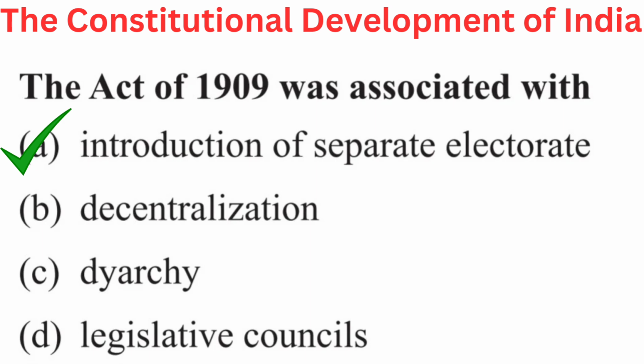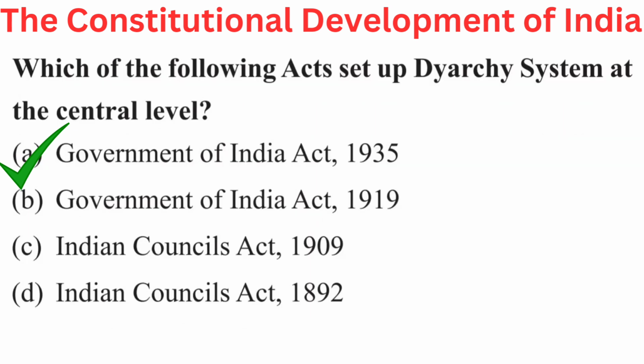Your options are A. Introduction of separate electorate, B. Decentralization, C. Diarchy, or D. Legislative councils. Right answer is A. Introduction of separate electorate. Question is, which of the following acts set up the diarchy system at the central level?